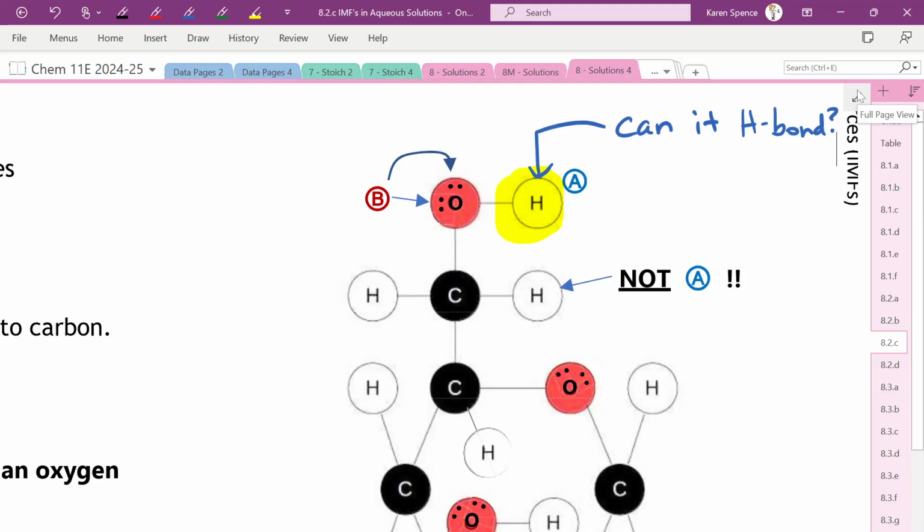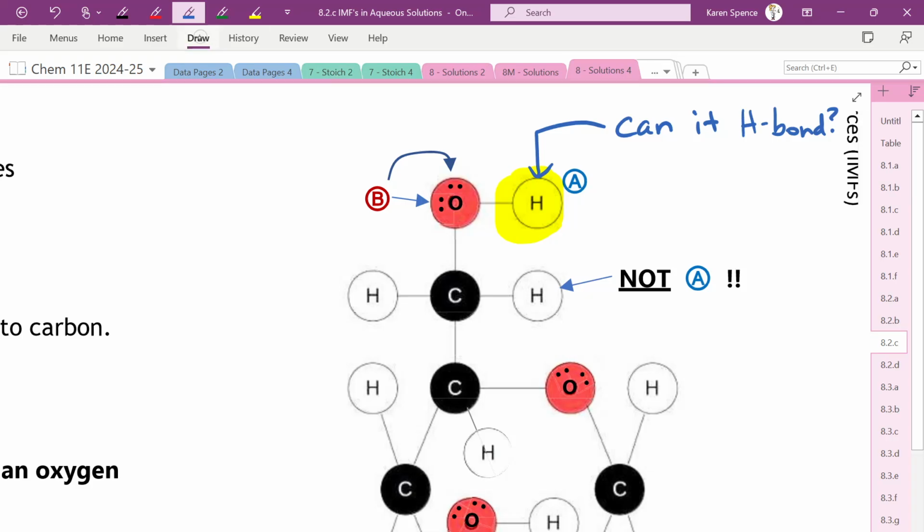And why does it matter that it's oxygen, nitrogen, or fluorine? Because those three have the strongest electronegativity, so they will rip that electron density away from the hydrogen.